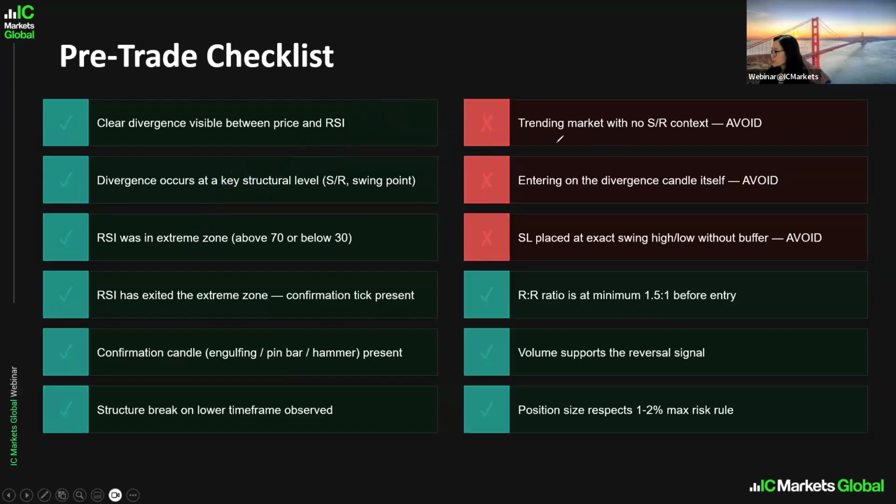Trading a market with no resistance, you should avoid. Entering on the divergence candle itself, you also have to avoid, because sometimes that's called a fake divergence, because divergence has to occur at the key level. So if it's in between here, and you see the price seems to make a higher high, and the indicator also shows the divergence, no, right? Because the key level is above here. Unless you wait for price to break the change of character and pull back, and then you can sell.